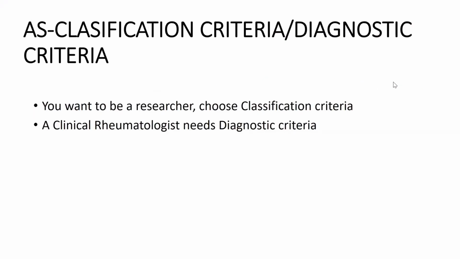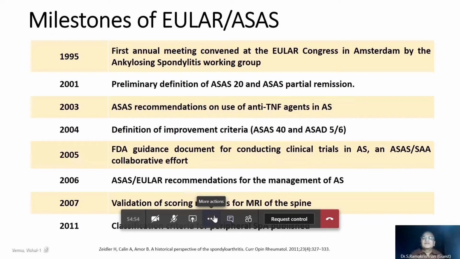Classification criteria. I would like to make a very important point here. We have so many criteria, the New York criteria, the modified New York criteria, the Rome criteria, which was useful to a diagnosis, and subsequently criteria are born every 2 to 3 years. You want to be a researcher, you choose classification criteria. If you want to be a clinical rheumatologist, you need diagnostic criteria. What is very, very important, ankylosing spondylitis is a clinical diagnosis, the history and clinical examination substantiated by X-ray or MRI at that point of time. You can't keep the criteria at your consultation table and say these points are fulfilled, then only he's got ankylosing spondylitis. By the time he fulfills the criteria, he'll be crippled. Next slide, please.